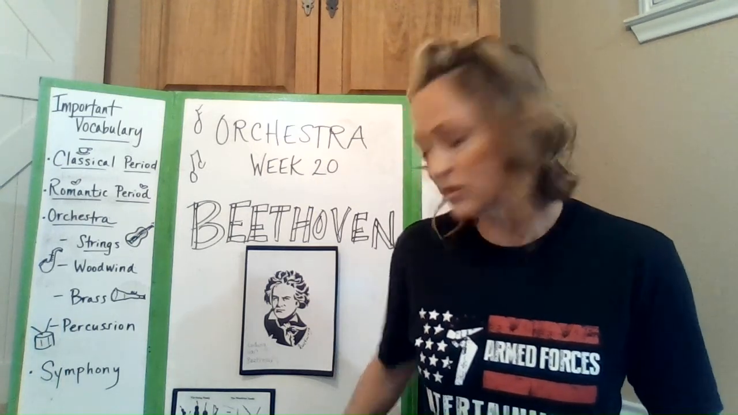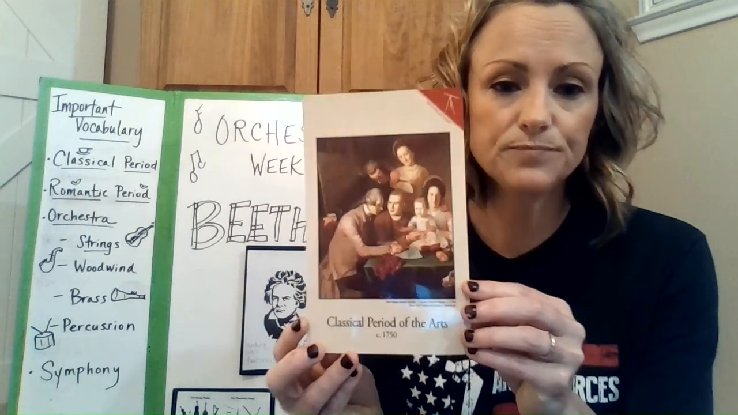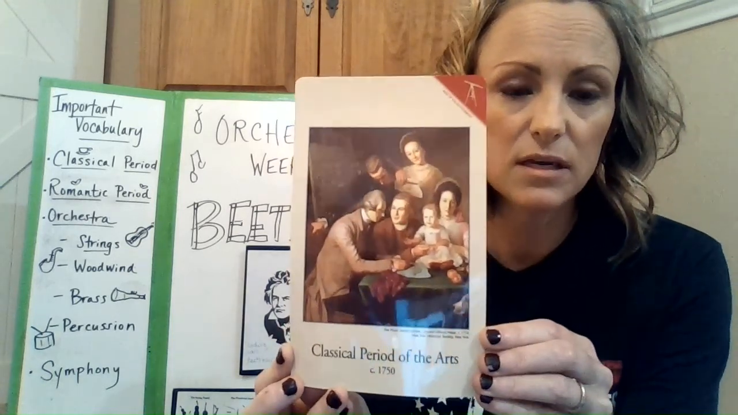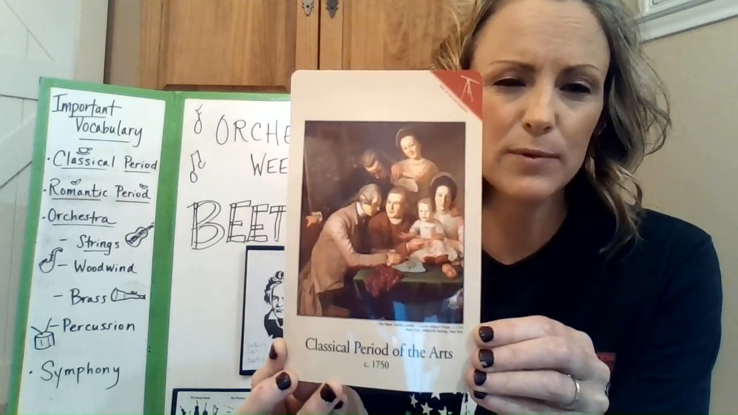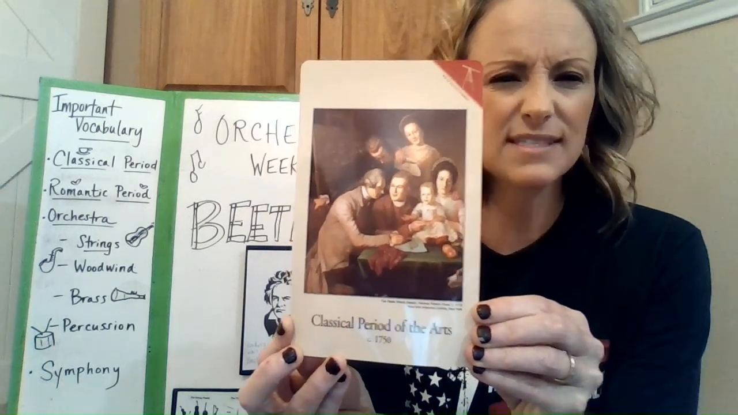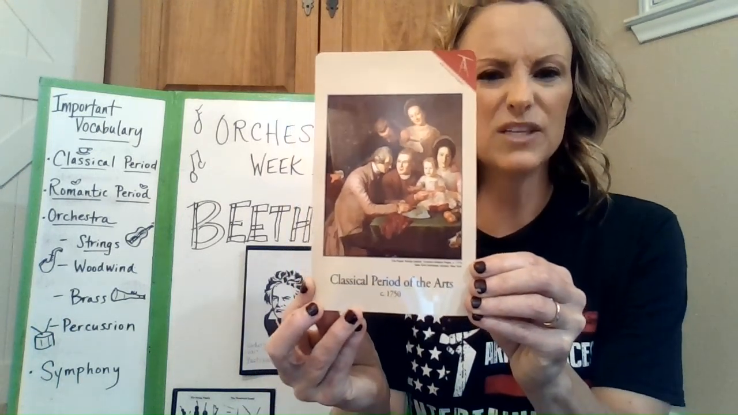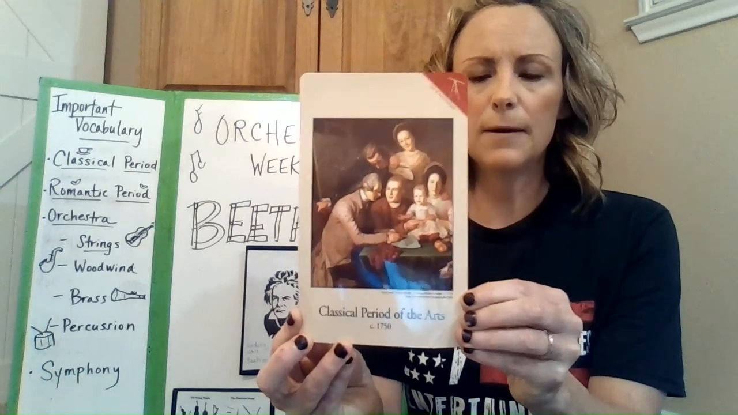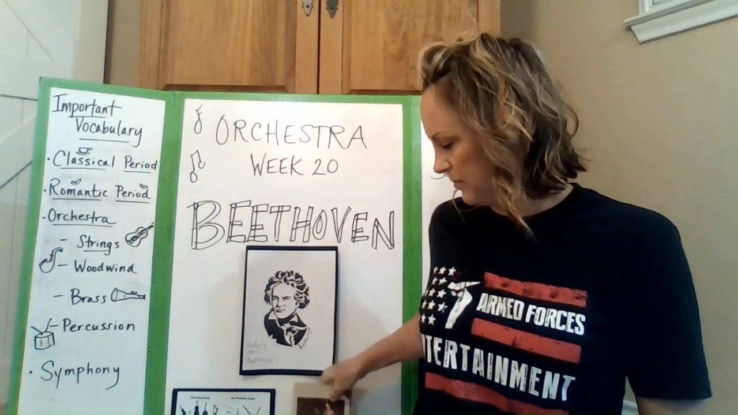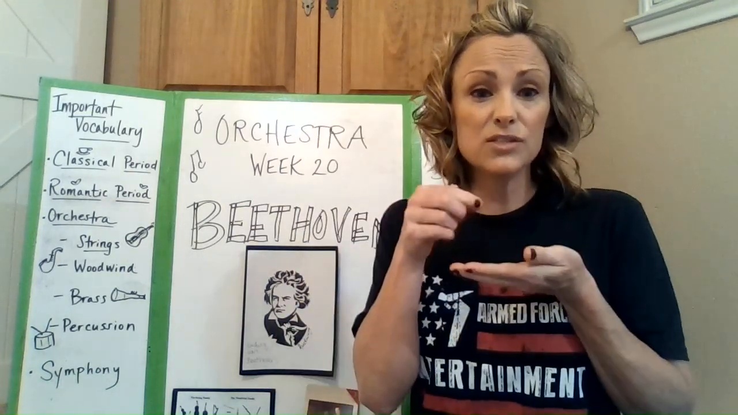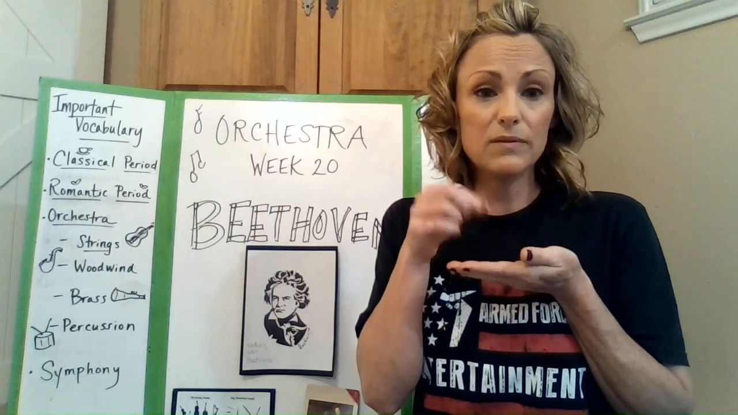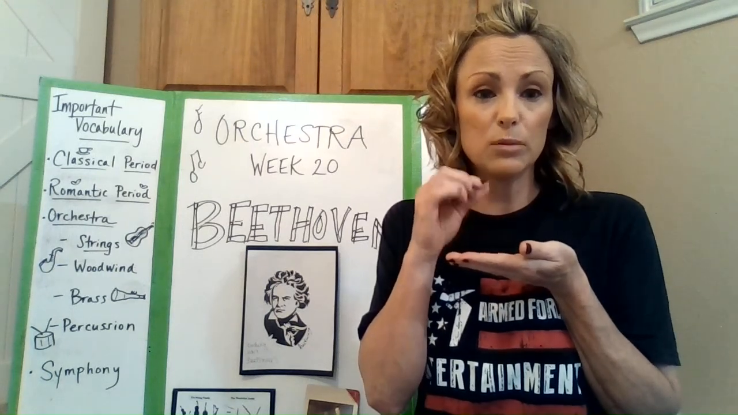Starting with the classical period. Now I have the timeline card here. The classical period of the arts is characterized by a time that was very formal, very stiff and upright, very straight-lined. I envision it as a time when people would have tea together at a concert and just sip, be very formal in their place.